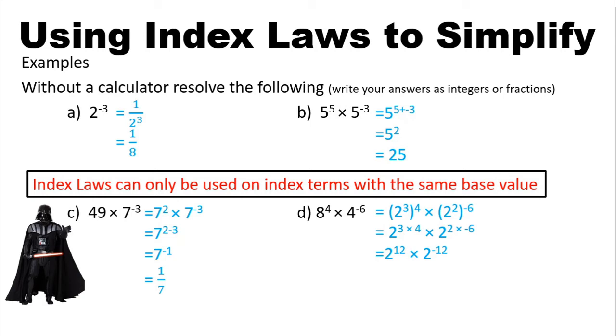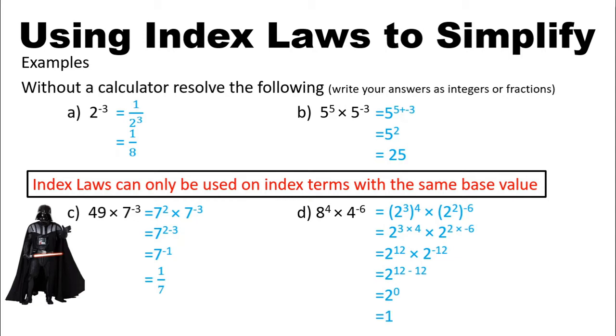Now our multiplication law tells us to add our indices. So I've got 2 to the power of 12 plus negative 12, which is simply 12 minus 12, which is 2 to the power of 0. Don't stop there. You're not finished simplifying. Remember, any value to the power of 0 has a value of 1.